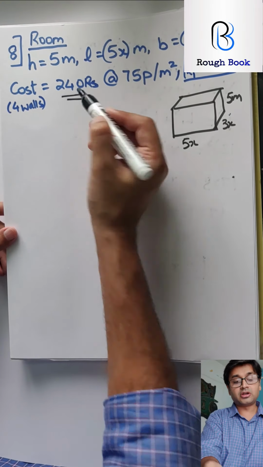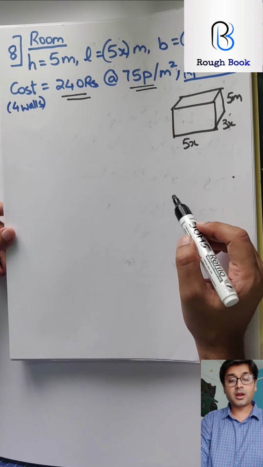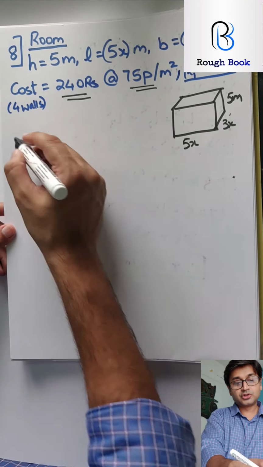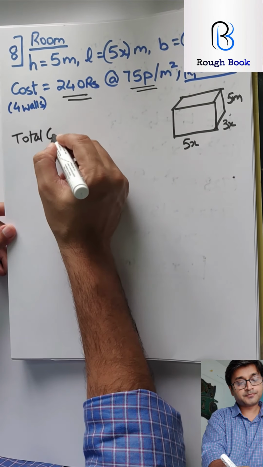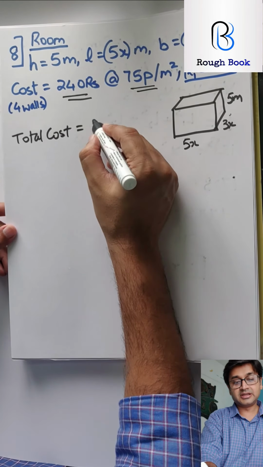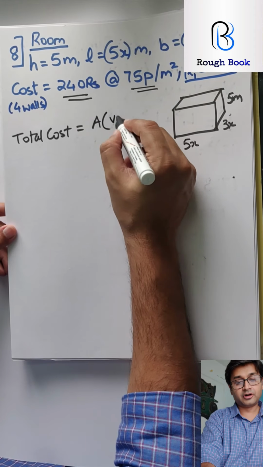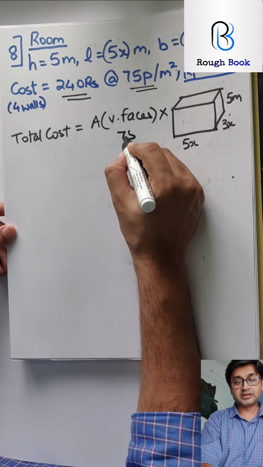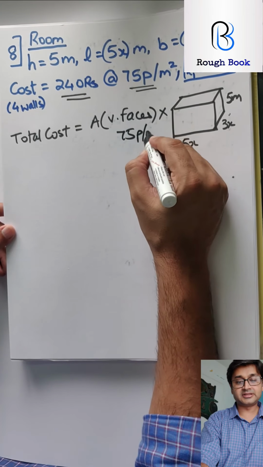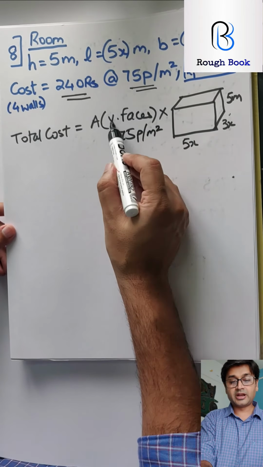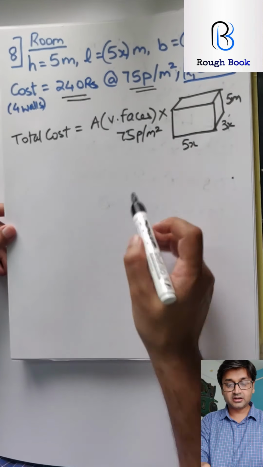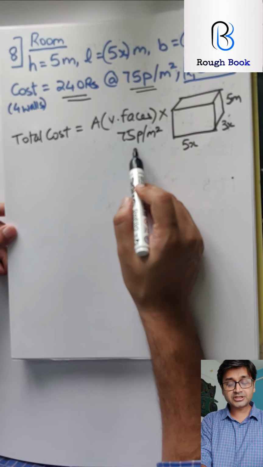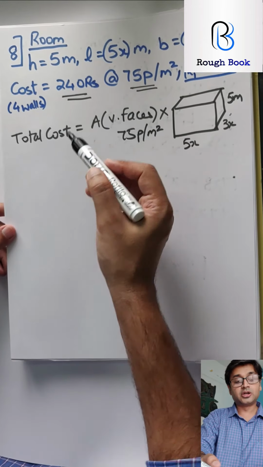Okay, the total cost is given and the cost per meter square is given. So you can say total cost is basically area of vertical faces, because that's what you are papering, multiplied by the cost, that is 75 paise per meter square. So when I multiply how much area I need along with the cost per meter square, I will get the total cost.